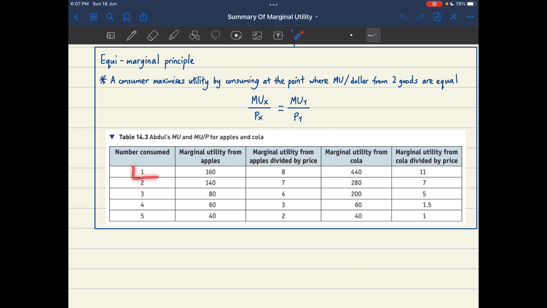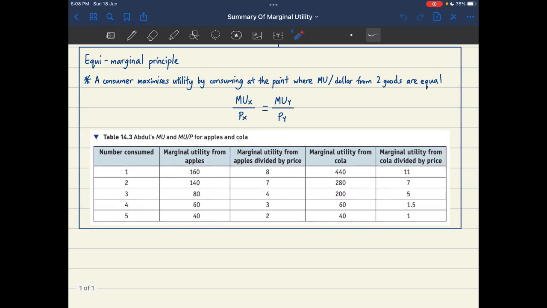So the first apple you consume, you get a marginal utility of 160. The fifth one you consume would get 40, and then the marginal utility from apples divided by price. The price here, you can see if we take 160 divided by 8, we get $20, which is the same across the board. So every single apple is priced at $20. So the marginal utility from apples divided by the price would be 8, 7, 4, 3, 2, and that means that the price of each apple will be $20.